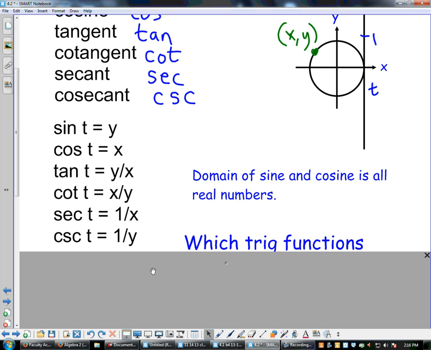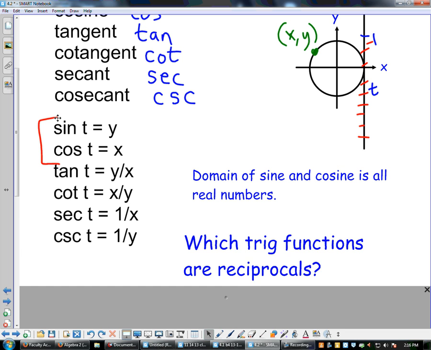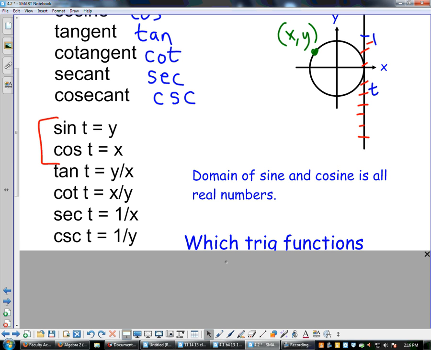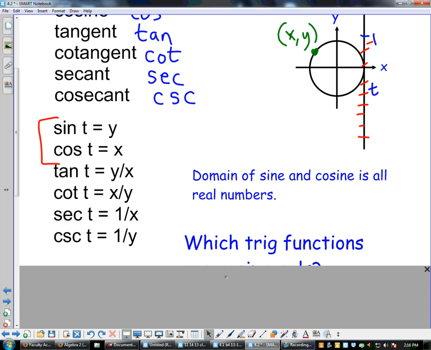All right. The domain for sine and cosine is going to be all real numbers. Plug in any number you want on this number line, and you can state what the sine of that number is or what the cosine of that number is. Well, not so with the other trig functions. Because if x happened to be 0, we can't divide by 0, so tangent would be undefined wherever the x coordinate is equal to 0. Cotangent is going to be undefined wherever the y is equal to 0, and so on.